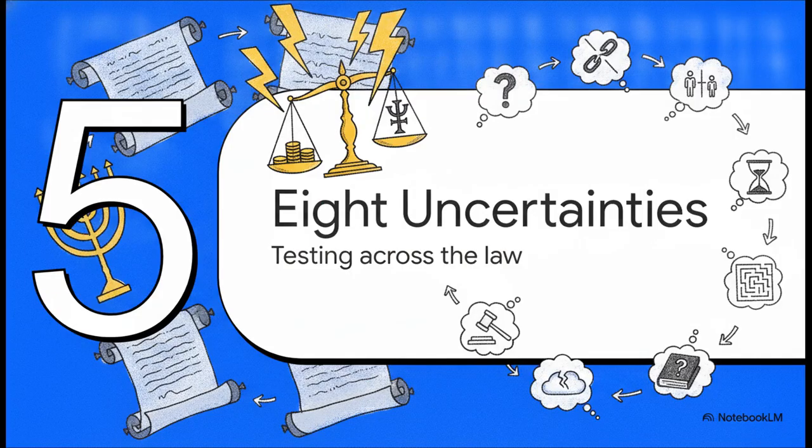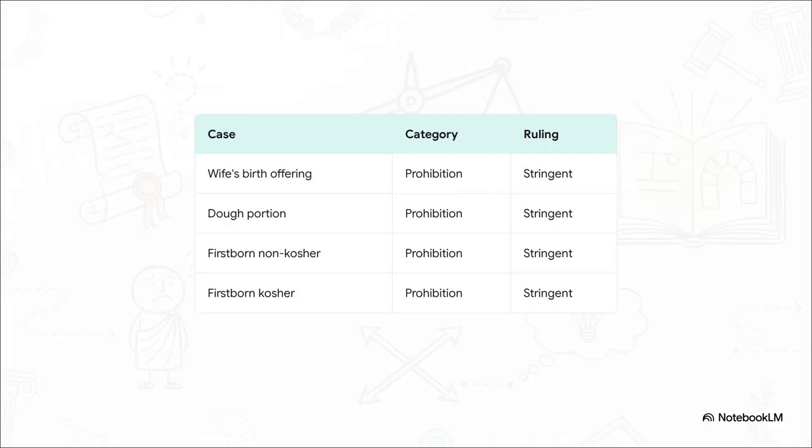Now, let's test this theory across the legal spectrum using the 8 uncertainties of the convert. To really stress test this dichotomy, the text examines a definitive list known as the 8 uncertainties of the convert. The first 4 cases here involve issues like a wife's birth offering, the famous doe portion we talked about, and the firstborn of both kosher and non-kosher animals. What do they all have in common? Every single one of these involves a severe religious prohibition, whether it's eating sanctified items improperly or deriving forbidden benefit. Because they all fall under the category of a strict prohibition, the ruling for every single one of them is universally stringent. The convert is obligated. The theory is holding strong.